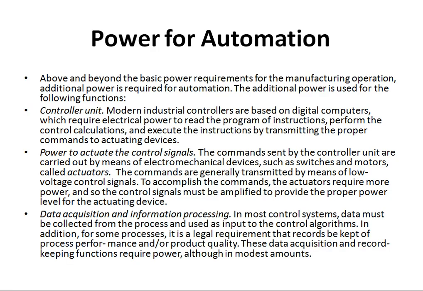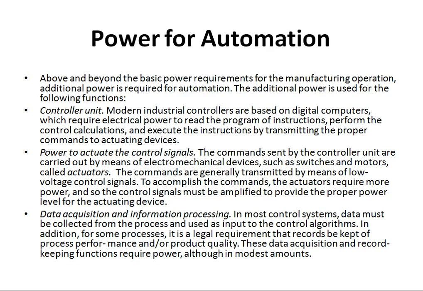In the control unit, electric power is required to read the program of instructions, perform the control calculations and execute the instructions by transmitting the proper commands to the actuating device. So how does the controller unit transmit the signal? There will be a command set by the controller unit, carried out by means of electromechanical devices such as switches and motors called actuators. Here the commands are transmitted by means of low voltage control signals. So when we transmit signals, we need power at lower voltage, not higher, so that the signals are transmitted from one place to another.